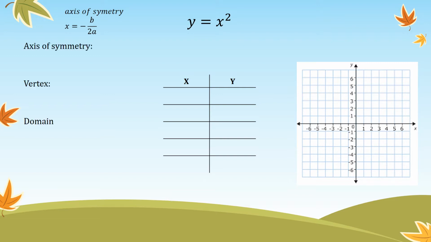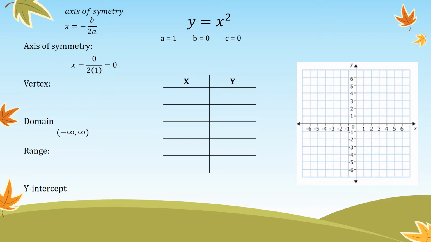Let's begin by listing A, B, and C. In this equation, A is 1, B is 0, and C is 0. From this, we can find our axis of symmetry. Remember, the formula for the axis of symmetry is negative B over 2A. So that's going to be negative 0 over 2, which is simply 0.